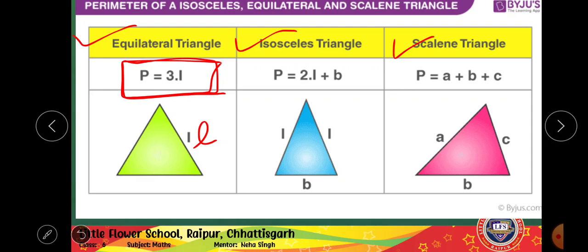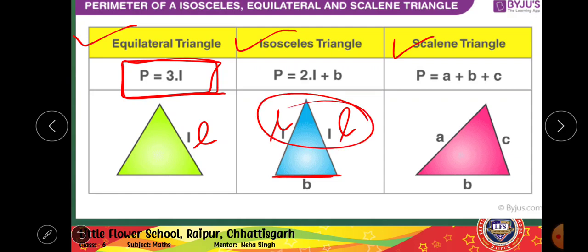Next, second is the isosceles triangle. For isosceles, two sides are the same and the third side is different. So the formula for isosceles we can put as 2L, means 2 into the common same sides, and adding the third side. Scalene triangle, since all the sides are different, will be the sum of all sides, that is a plus b plus c.